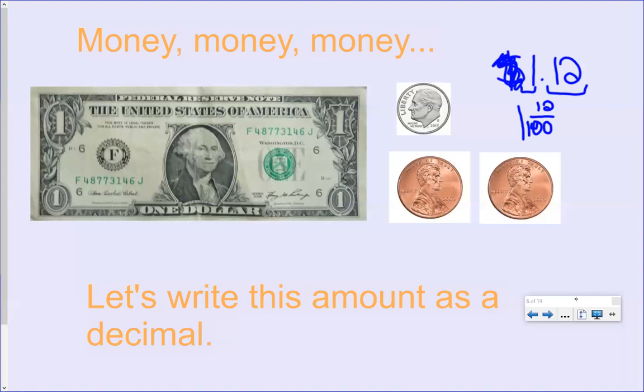And you have to talk to yourself. 1 and 12 hundredths. 1 and 12 hundredths. Now you would never see a mixed number on a price tag, but they represent the same amount. 1 whole dollar, part of a dollar. 12 out of 100. Okay, so get another one of these.